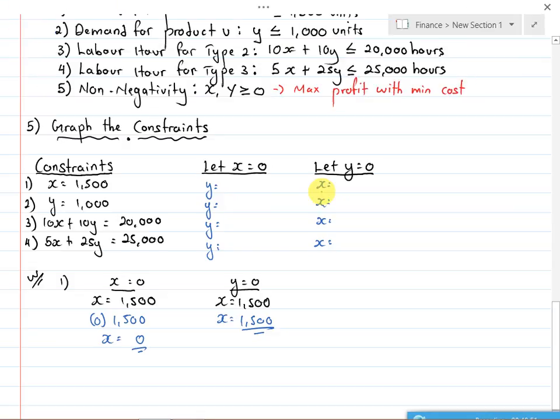You are getting the x answer, am I right? X equals to what? So here should be 1500 what? Am I right? Y equals to what? Y equals to 0. Now, all your working is correct. You are just confused with the x and y.